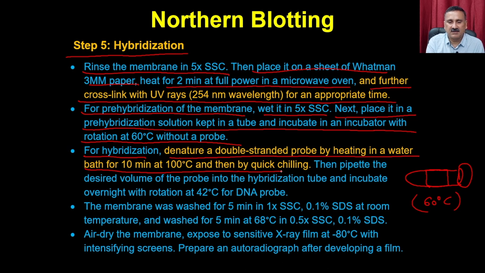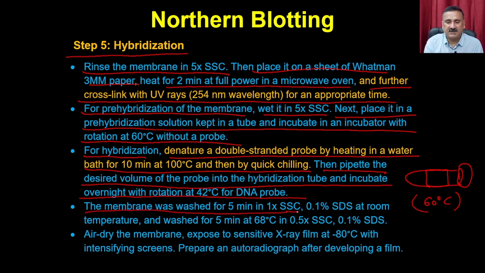at 100 degrees Celsius, and then quick chilling. Then pipette the desired volume of the probe into the hybridization tube and incubate overnight with rotation at 42 degrees Celsius for a DNA probe. The membrane was washed for 5 minutes in 1x SSC 0.1% SDS at room temperature, and washed for 5 minutes at 68 degrees Celsius in 0.5x SSC and 0.1% SDS.